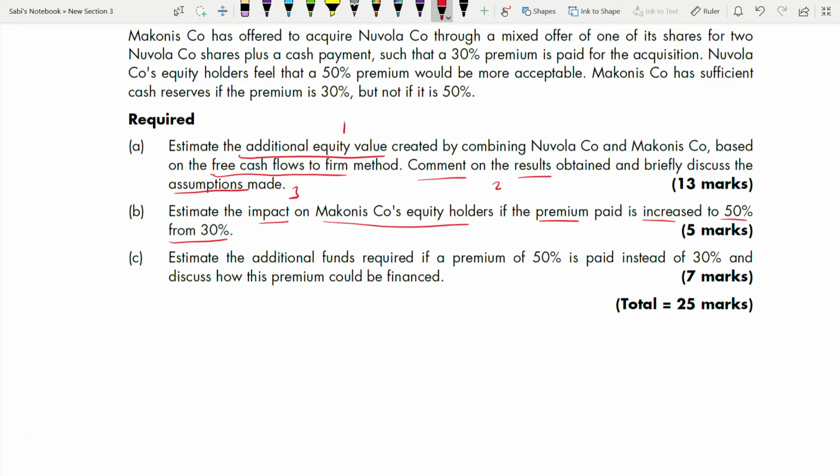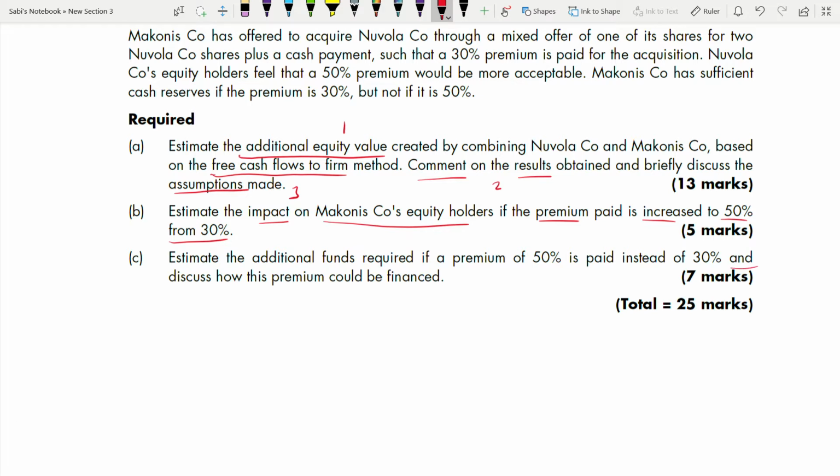Coming to part C. This should be quite easy for you. Estimate the additional funds required if a premium of 50% is paid instead of 30%, and discuss how this premium could be financed. There are two requirements in this one single requirement, if you can understand. This word 'and' tells you that there are two requirements. It separates one requirement from the other.